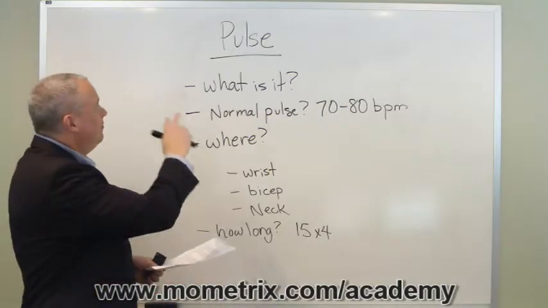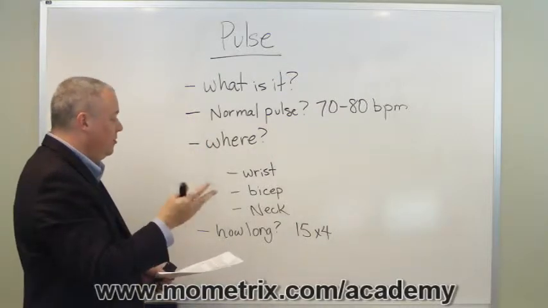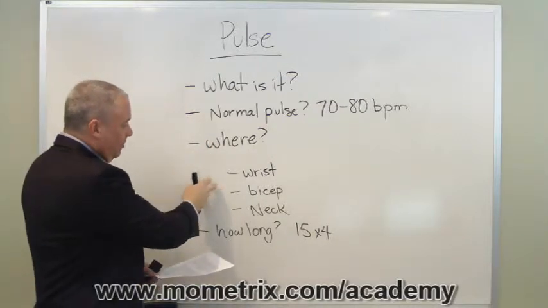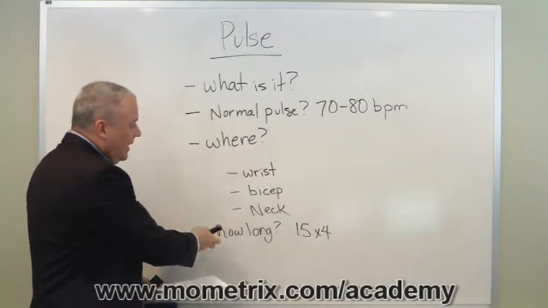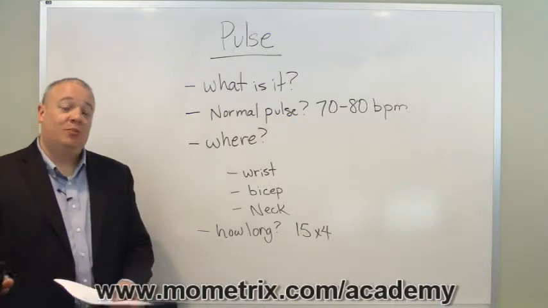So we've answered the question of what pulse is, what a normal pulse rate is, where and how you determine pulse, these common places of wrist, bicep, and neck, and then how long you need to actually feel someone's pulse in order to get their beats per minute.